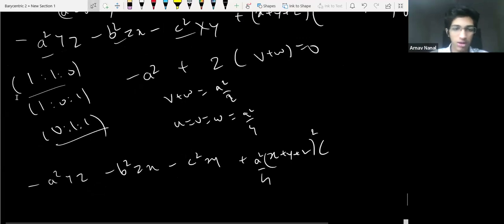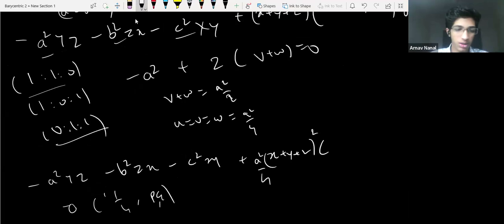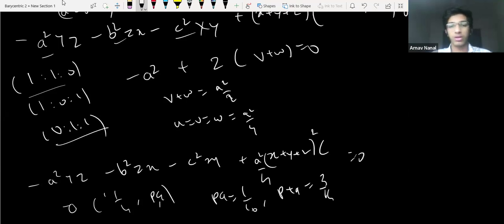Yeah, so now this is just trivial. Just substitute that 1 by 4 PQ thing. You just substitute this here, with PQ equal to 1 by 16, P plus Q equal to 3 by 4. Check that it works out. It's done. Did everyone get the solution?